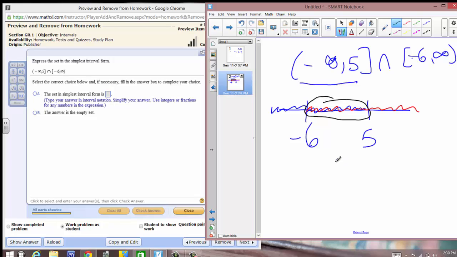And let's check the endpoints. So we have minus 6 to 5, and let's double check the endpoints. 5 is in the first interval, 5 is in the second interval, so it's included. Negative 6 is in that interval, and negative 6 in there, so it is also included. So that will be our solution.